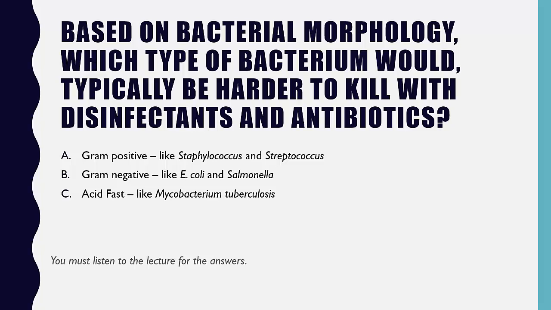Okay. Based on bacterial morphology, which type of bacterium would typically be harder to kill with disinfectants and antibiotics? Gram positives like Staphylococcus and Streptococcus. Gram negatives like E. coli and Salmonella. Acid fast like Mycobacterium tuberculosis. You got that right. Yes, Mycobacterium tuberculosis. Absolutely. But what's the next one? Okay, well, oopsie. Sorry, the next one would be your gram negatives.